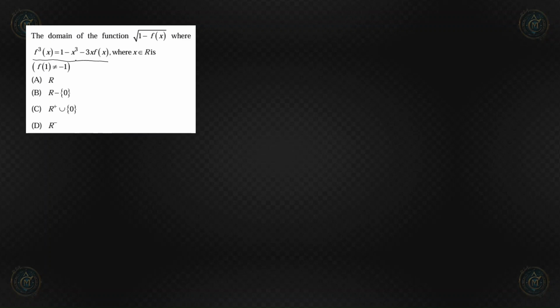Okay. So we are given some equation which is satisfied by this function f. So we have to decode this function first. We are given f cube x equal to 1 minus x cube minus 3x f(x). Let us put y equal to f(x) first so that this notation is simplified. So we have to solve this equation: x cube plus 3xy plus y cube equal to 1.